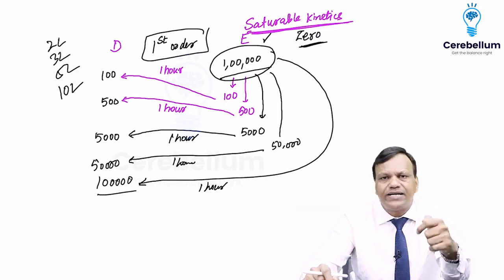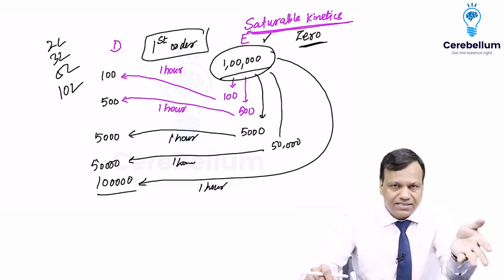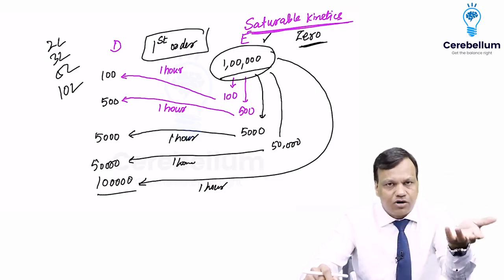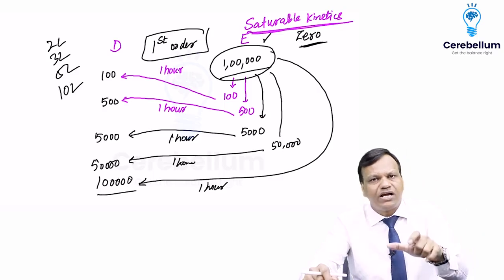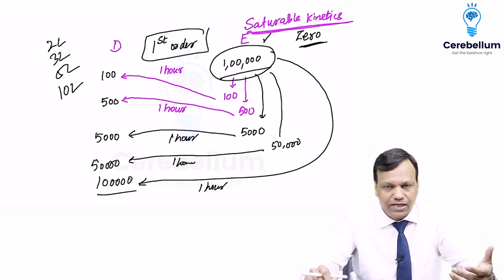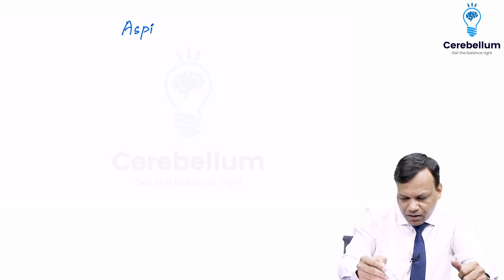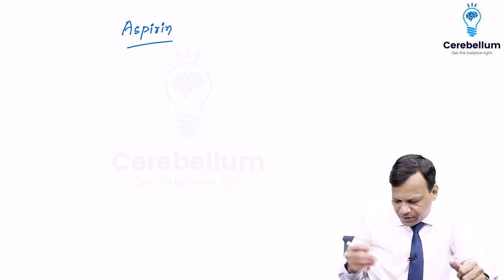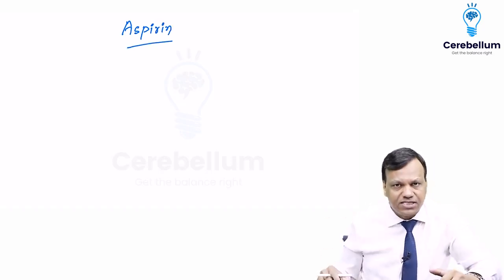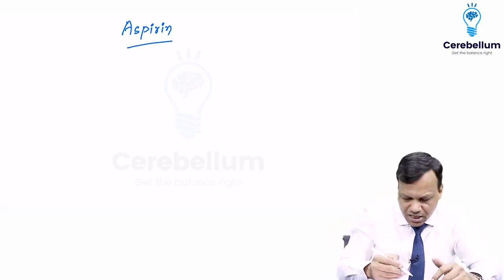Okay, so till the time the number of drug molecules is less than the number of enzymes, it is first order. When the enzyme becomes the limiting factor, it is zero order. Clear? Now this is very well exemplified by a drug called aspirin. If you know aspirin, aspirin has 4 important indications. They are dose dependent indications.